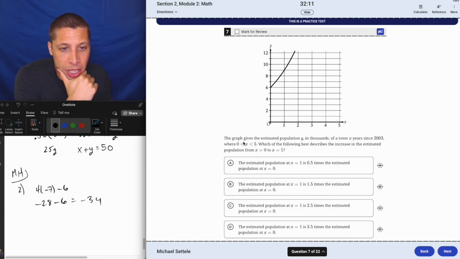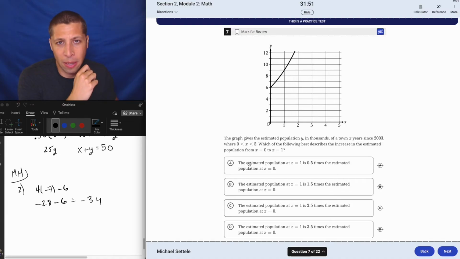Okay. The graph gives the estimated population Y, in thousands, of a town X years since 2003. Which of the following best describes the increase in the estimated population from 0 to 1? The estimated population at X equals 1 is 0.5 times? No, because it's an increase.